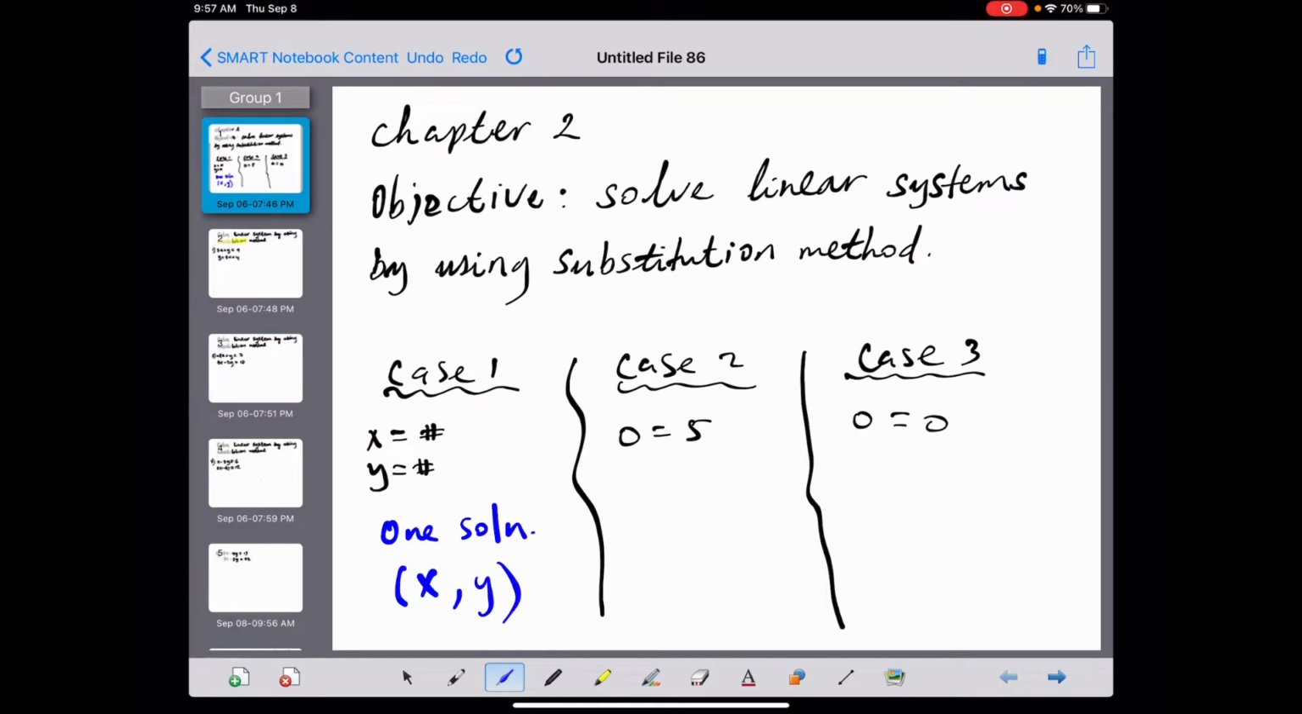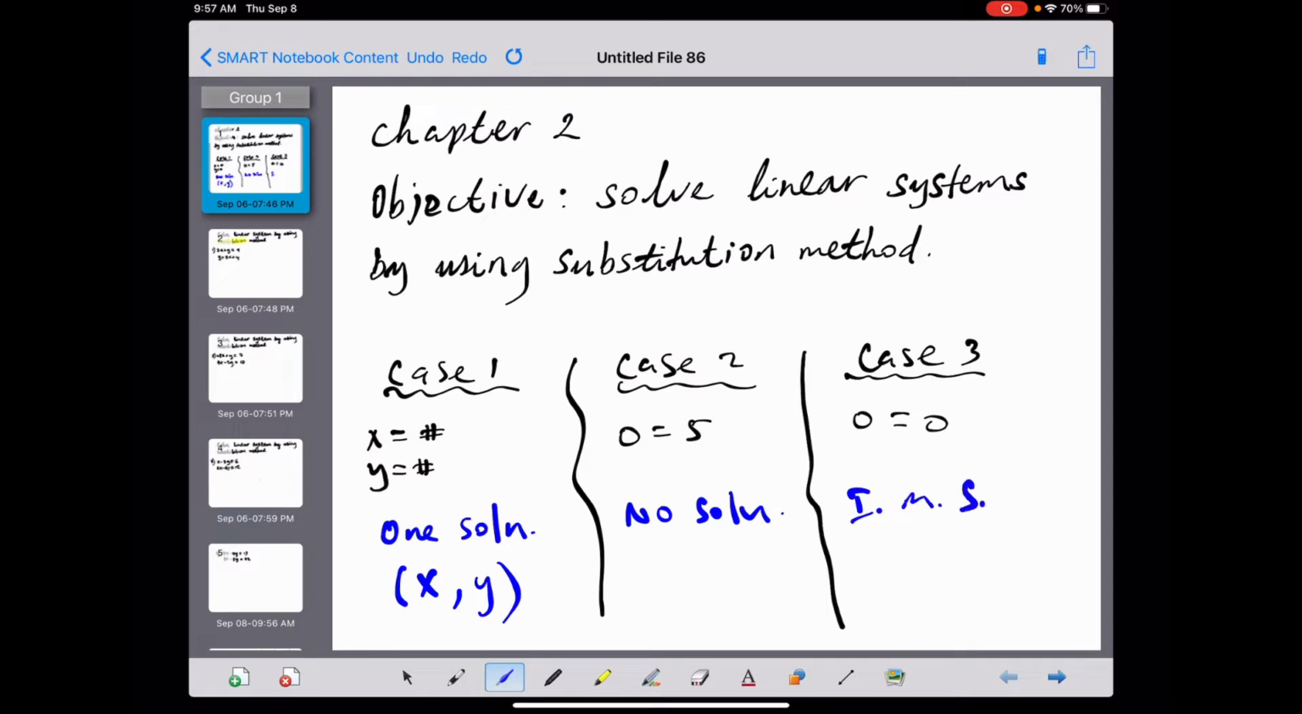In case 2, you will get something that does not make sense, like 0 equal to 5, 1 equal to 3. Get the idea? So if that happens, it's no solution. And case number 3, when you have 0 equal to 0, 1 equal to 1, 5 equal to 5, something that makes sense, right? So in this case, it's infinitely many solutions.